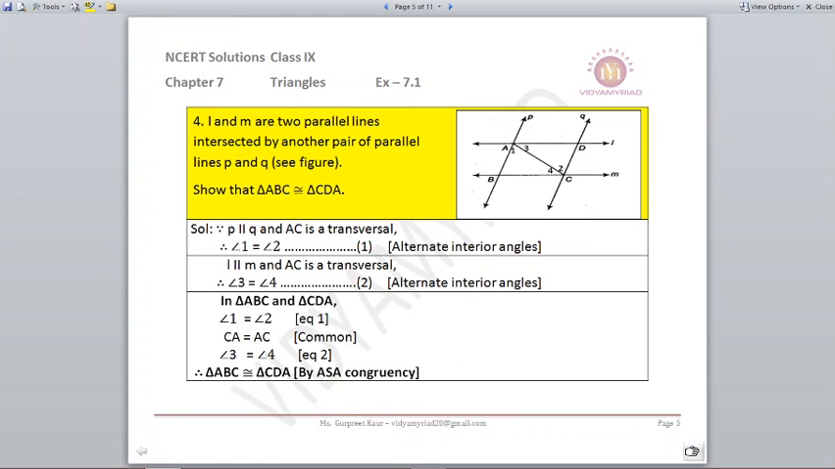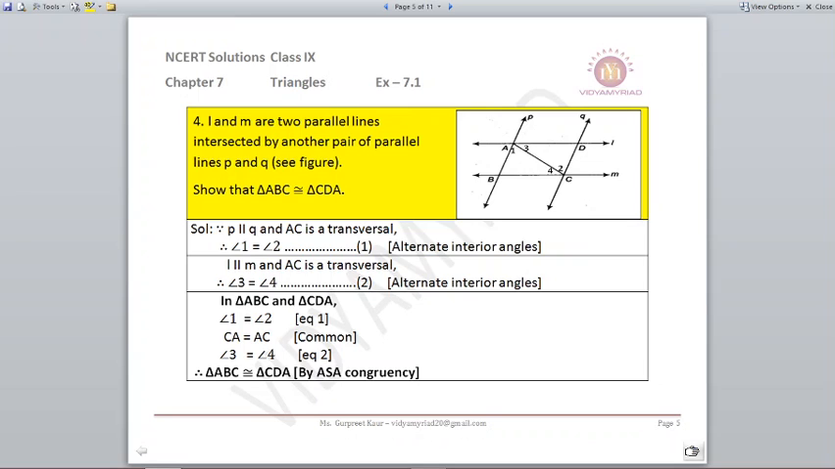Number 4. L and M are two parallel lines intersected by another pair of parallel lines P and Q, as in the figure. We need to prove that the triangles formed, ABC and CDA, both are congruent.